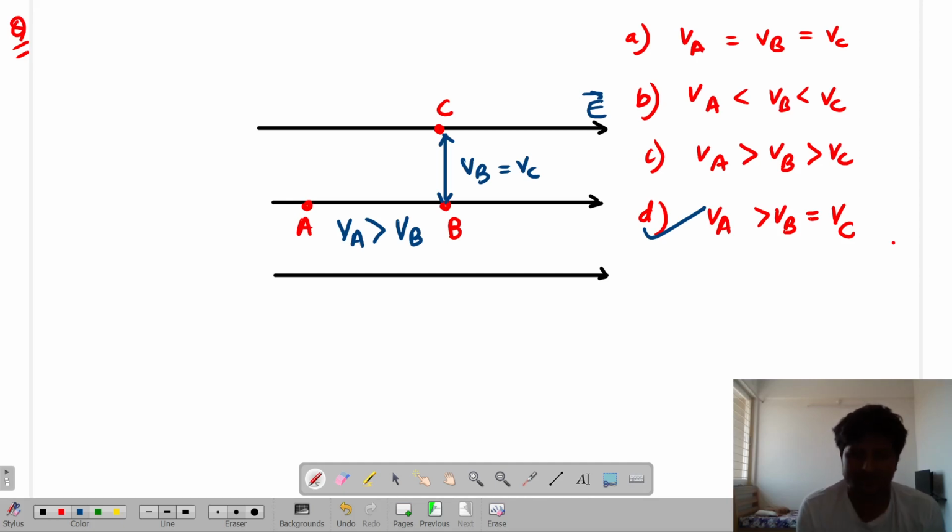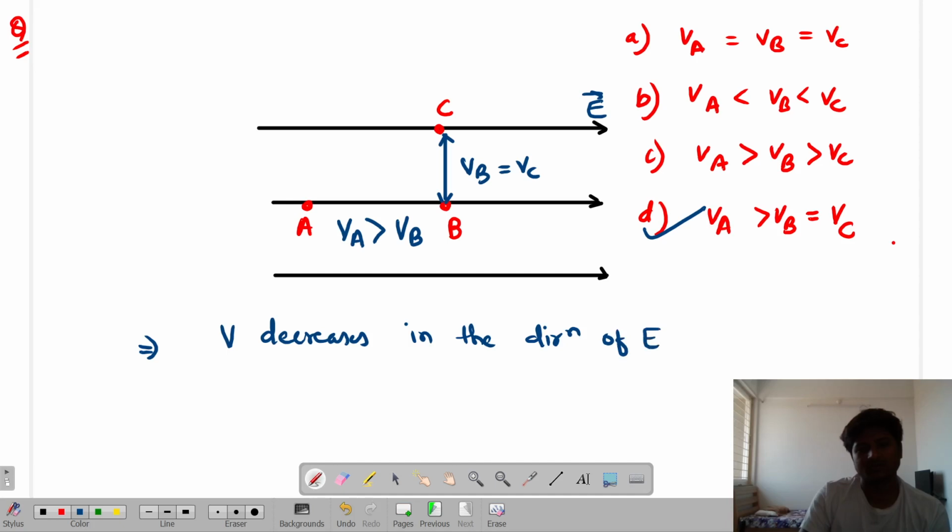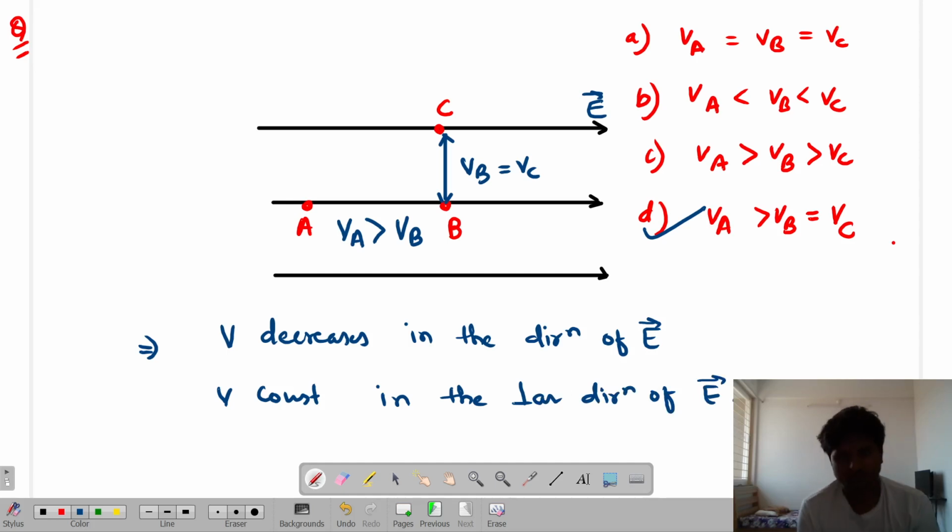Okay, potential decreases in the direction of electric field. Potential remains constant in the perpendicular direction of electric field. Are you able to get me or not? I'll once again say, potential decreases in the direction of electric field and potential remains constant in the perpendicular direction of electric field. Wait a minute. Is that clear?